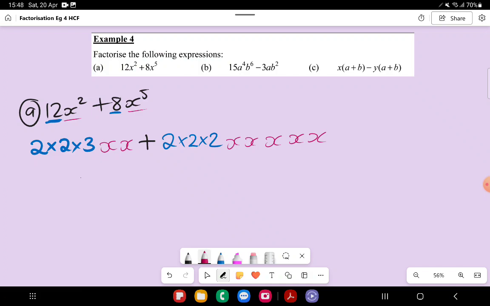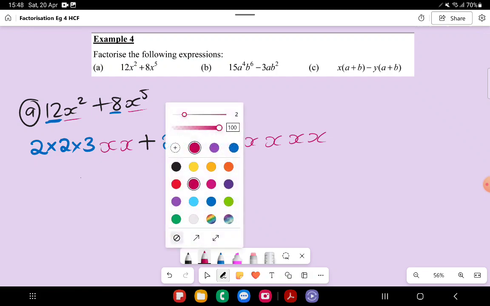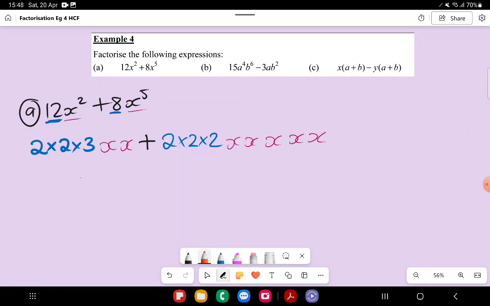Now, the reason why I do this is because I need to take out the common factor. A common factor is something that both terms have. So now I'm going to change the color and look for common factors. In the first one, I see that there's a 2 here and there's a 2 there. Because they're both there, I scratch them out, one before the plus, one after the plus, and I write 2 times.